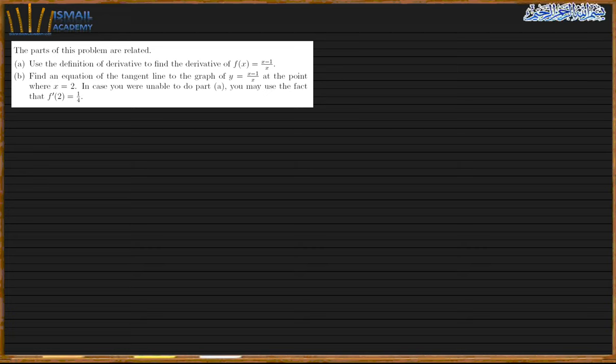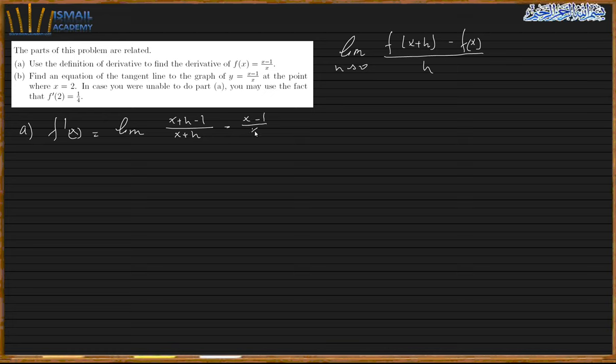Alright, the next part of this problem: use the definition of the derivative to find the derivative of f of x equals x minus 1 over x. So the definition is the limit of f of x plus h minus f of x over h when h goes to 0. I'm going to use this definition. So for a, f prime will be the limit of x plus h minus 1 over x plus h, minus x minus 1 over x, the whole thing over h, when h goes to 0.